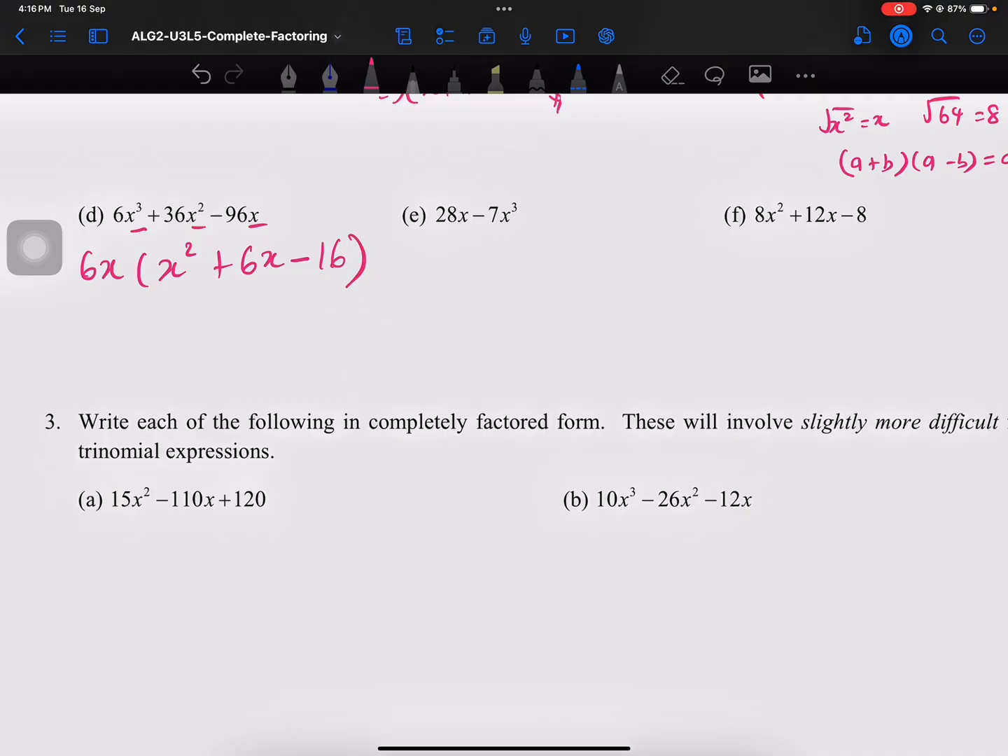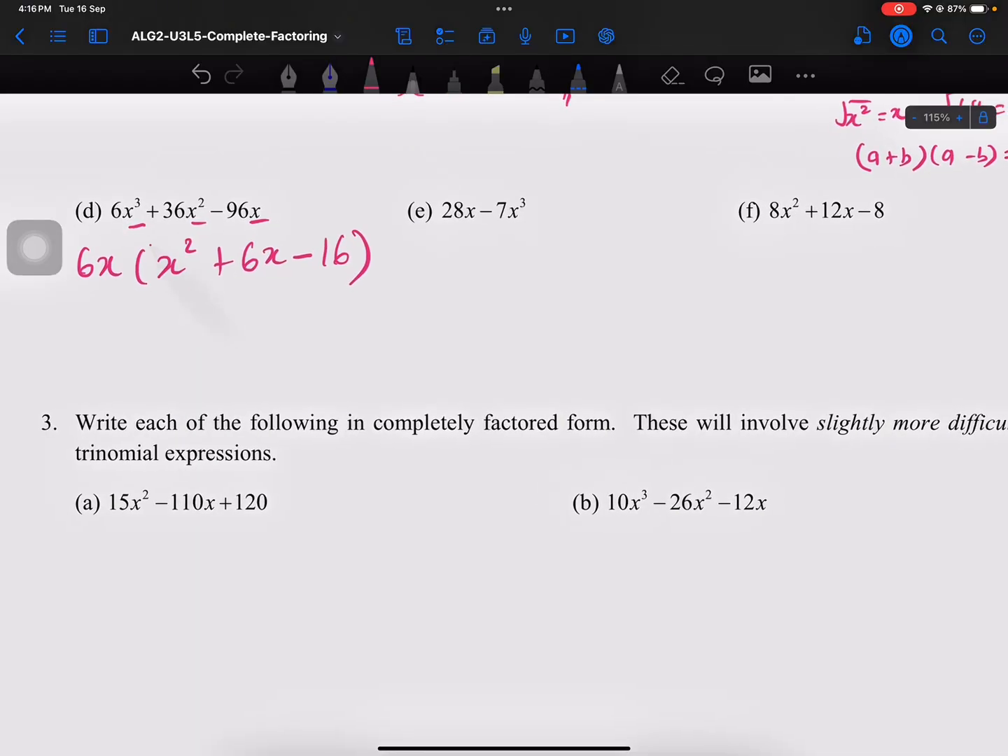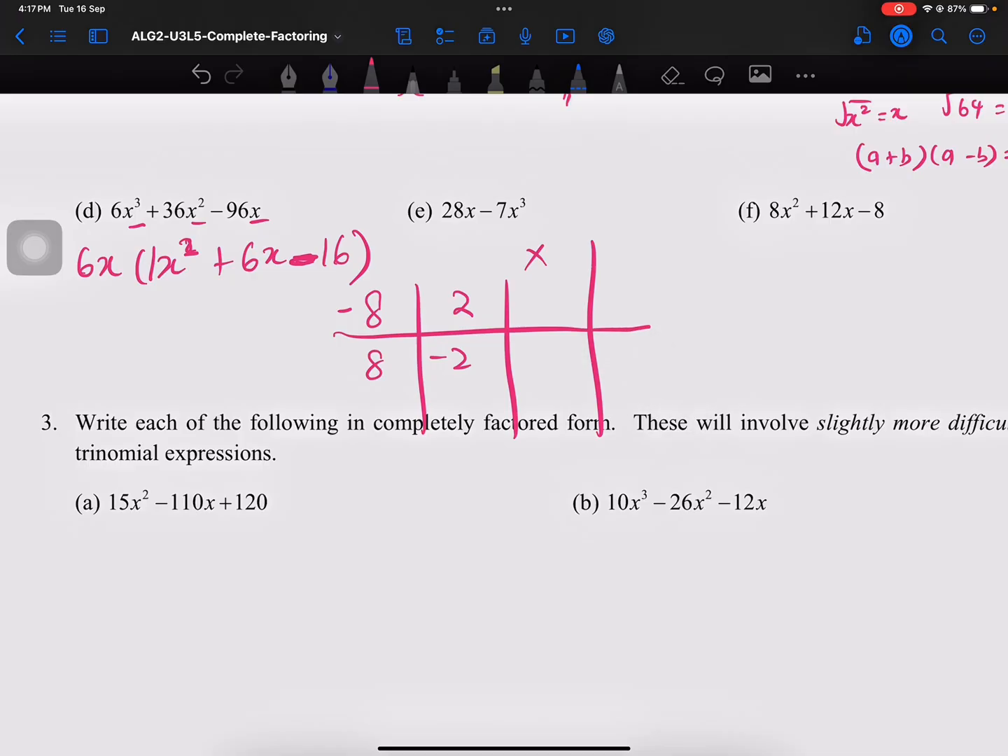16 multiplied by 6 equals 96. Okay, then our highest power, or our leading coefficient, is 1. The highest power is 2, so you can use the method that we always use. So what times what equals 16? 8 times 2. Okay, remember that we want our negative sign, so one of these must be minus. So we can try and error.